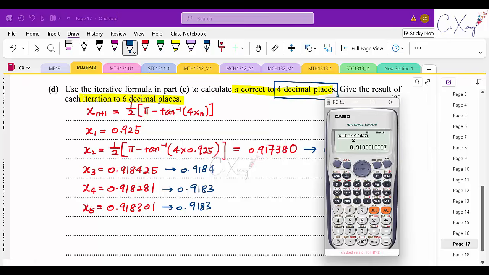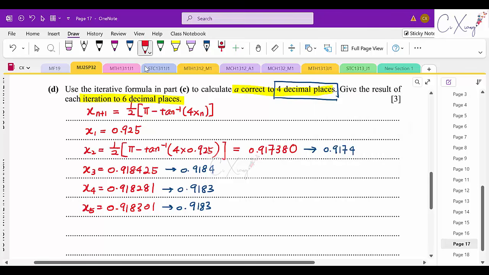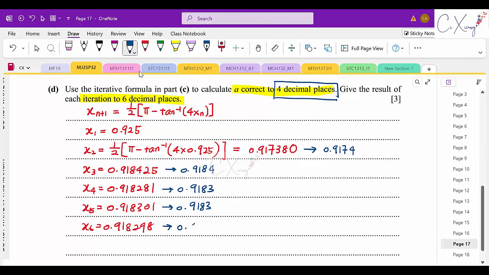And for me, I want it to be safe. I will usually do one more extra iteration. So I press calculate again, key in 0.918301. Press equal sign. Then you get 0.918298. Okay, so x6 is 0.918298. Again, double check the 4 decimal places answer. It is also 0.9183. That means the value of the a, or the root, will be 0.9183, correct to 4 decimal places.